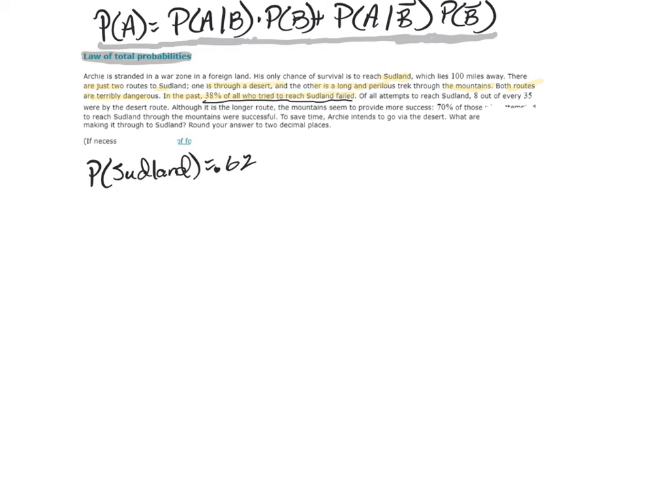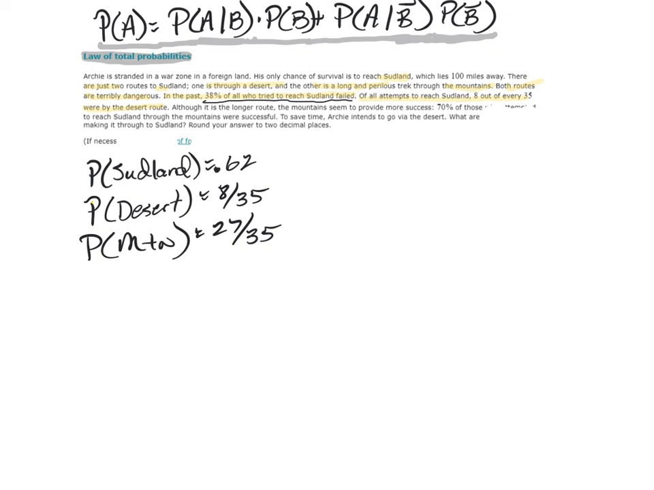Next thing, it says, of all the attempts to reach Sudlin, 8 out of every 35 were by the desert. So I'm going to say the probability that someone goes by the desert is 8 out of 35. That means the probability of going by the mountains must be 27 out of 35.